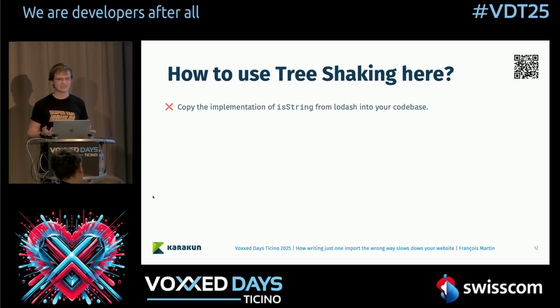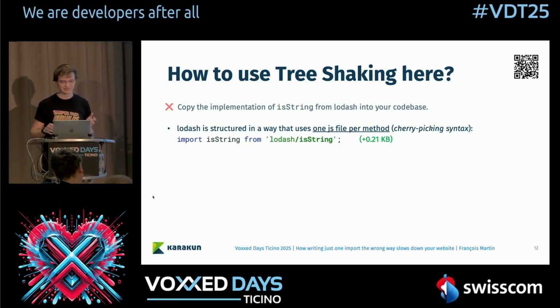So how can we still make use of tree shaking here? One approach you shouldn't take is just copying the implementation of isString to your code base. And Lodash is actually structured in a way that it uses one file per method that it has, which is called the cherry picking syntax. So this allows you to write an import like this. So you can see if you write an import like this, where you write Lodash/isString, then it will only add 0.21 kilobytes to your bundle, as I measured. So, this really results in a negligible increase in the bundle size.